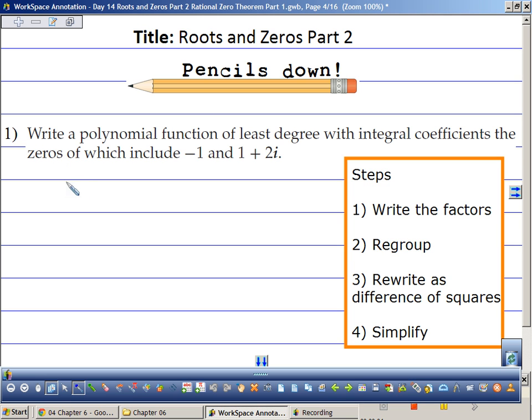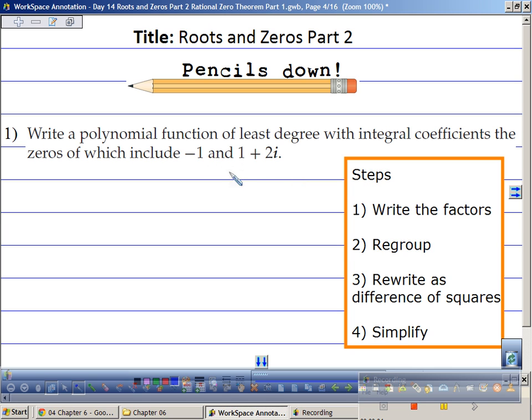This time it's telling me, okay, let's get through this. Write a polynomial function of least degree. Least degree means... why would you say 3? Okay, you're right. There's 3 zeros to this, so the least degree would be 3, right? A third degree polynomial. Okay, so write a polynomial function of least degree with integral coefficients, coefficients that are integers, right? The zeros of which include -1 and 1 plus 2i.